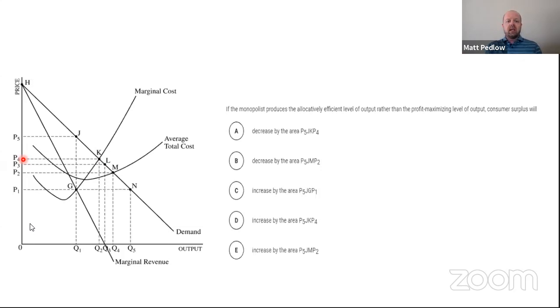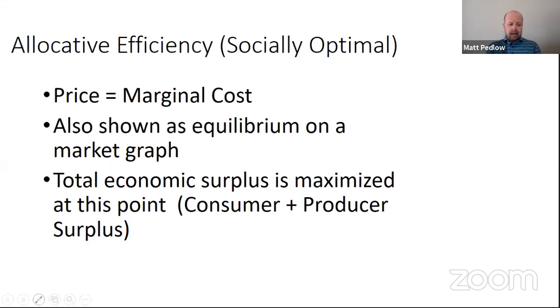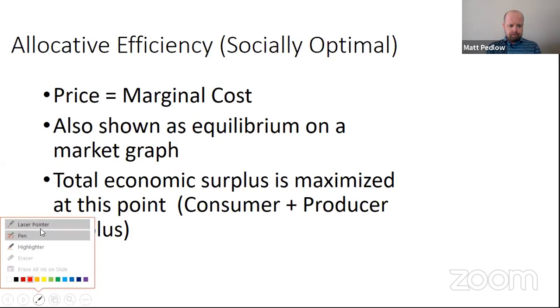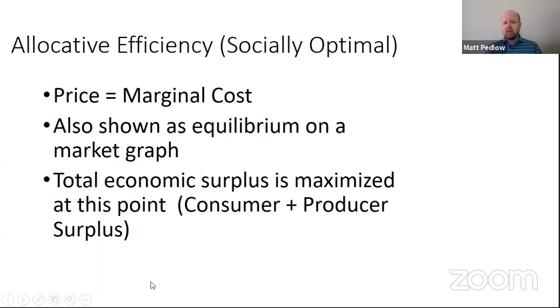So let's start today with a few notes over allocative efficiency. And allocative efficiency is simply defined as P equals MC, okay? It's where price equals marginal cost.